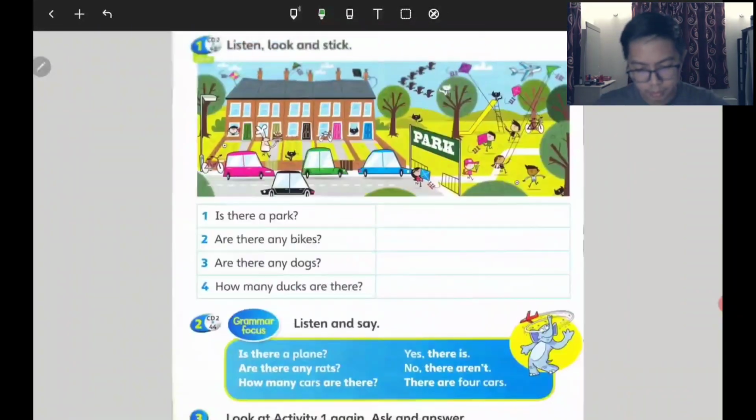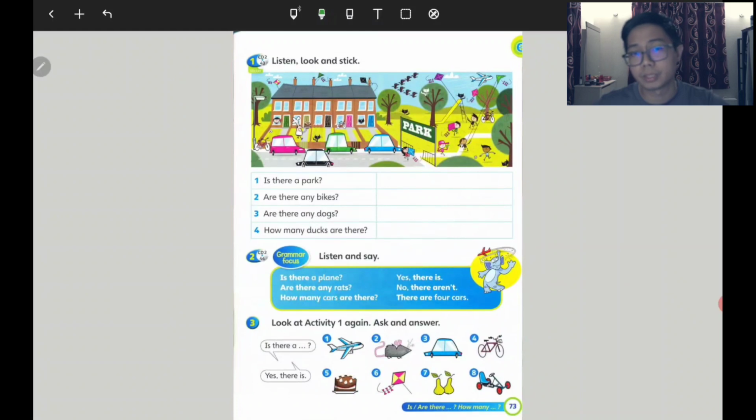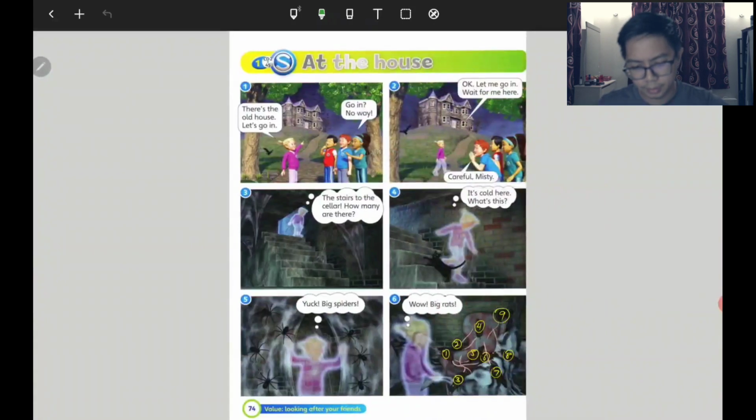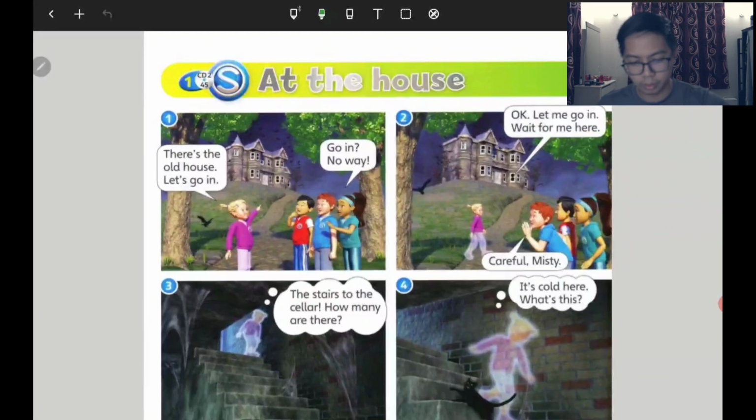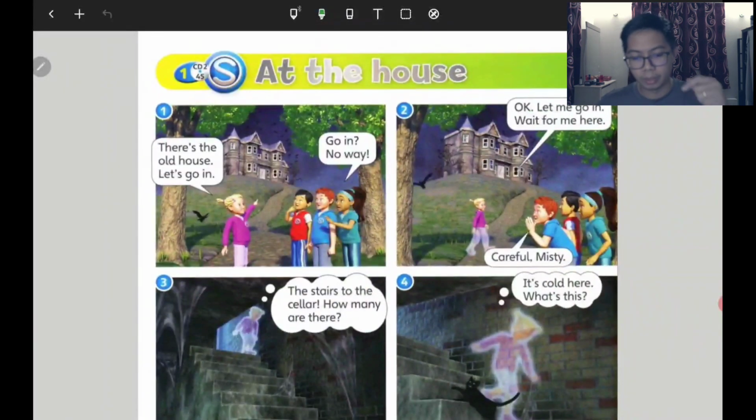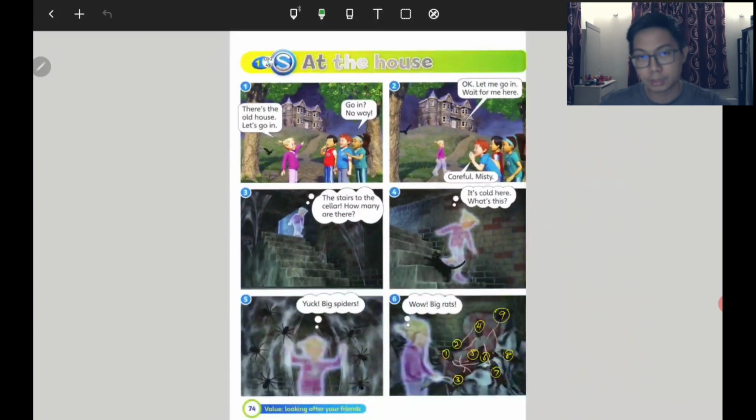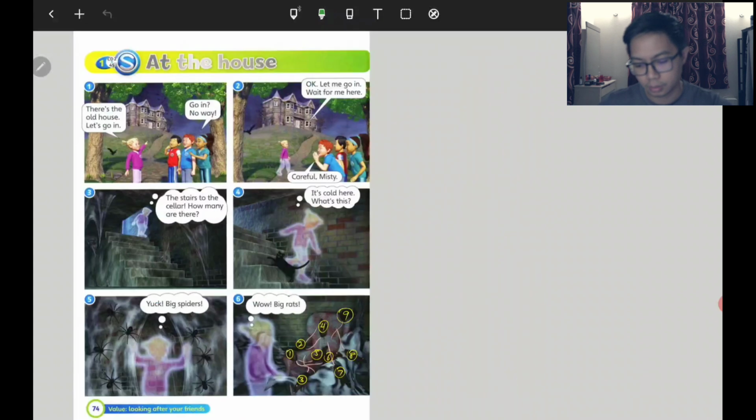For example, this here. I think we have learned this previously in the classroom as well. But you have to do your revision. Okay, the story about at the house where Misty went into the house to check out whether there's a ghost or dangerous animals or not.